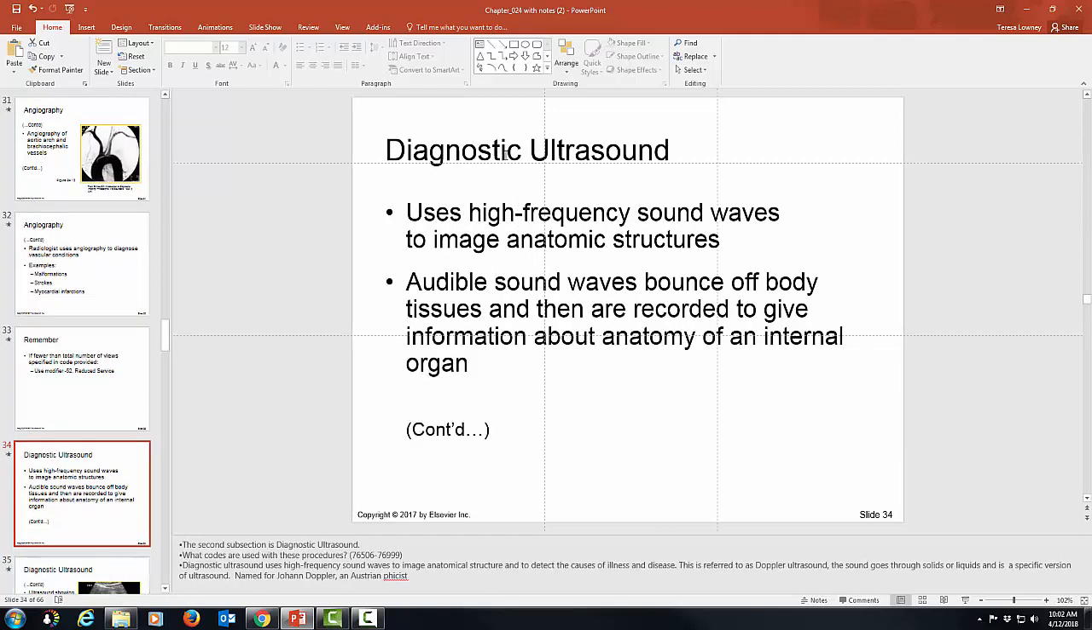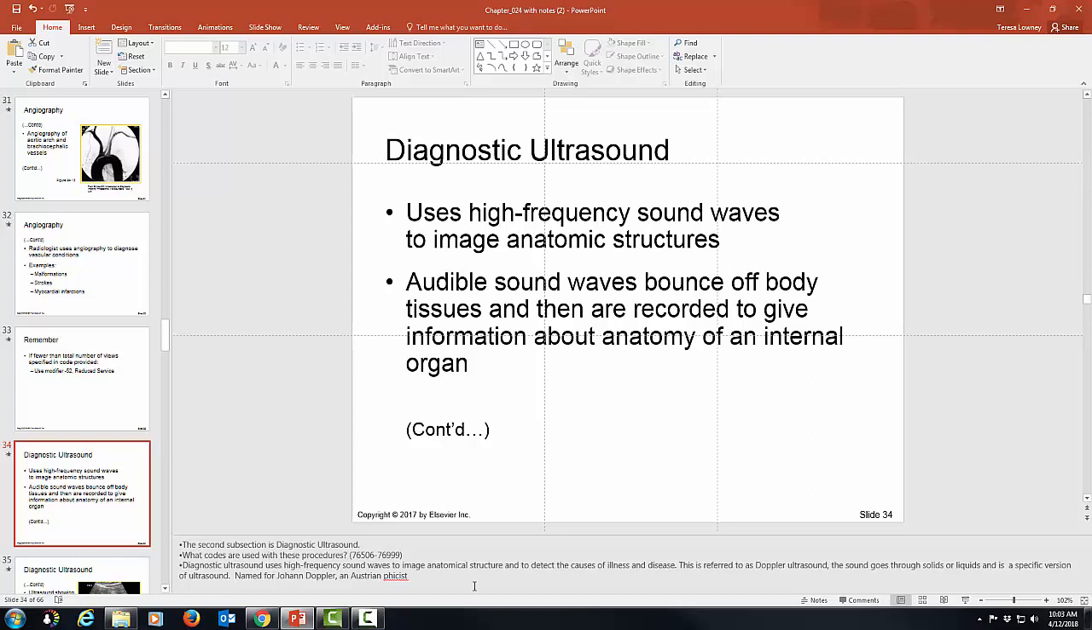And then we're into our diagnostic ultrasound codes. These are on page 638. We're using high-frequency sound waves to image anatomic structures. An inaudible sound wave bounces off the body tissues and is then recorded to give information. Of course, we found this technology during World War II when we were trying to find submarines.